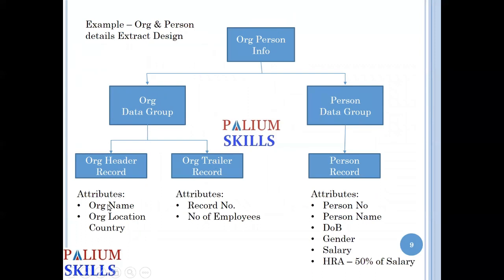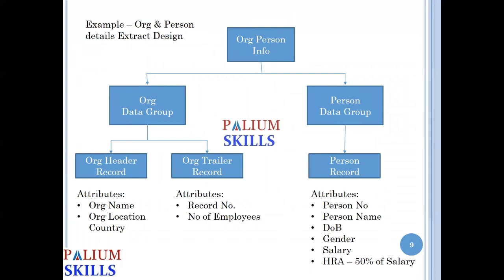Org header has org name, org location, could be city, country, state, depending on the user choice. And the org trailer record will have the record number 1239999XXX, and number of employees that belong to that organization. So based on the total number of employees in that organization, you would get the corresponding details over here. You would get the person number, the person name, the date of birth, the gender, the salary, the HRA, etc.